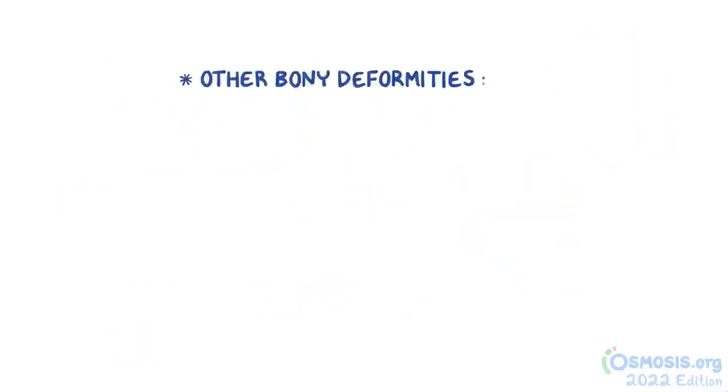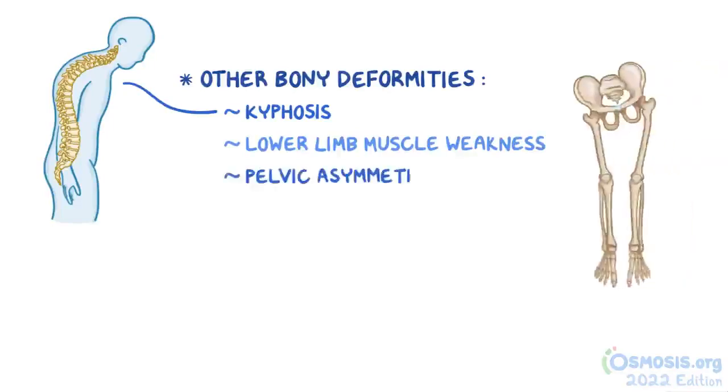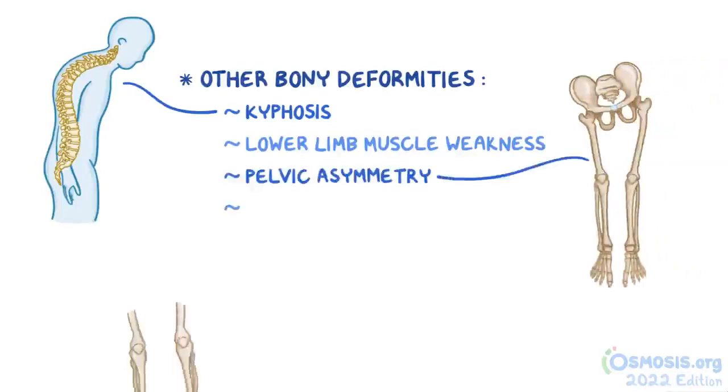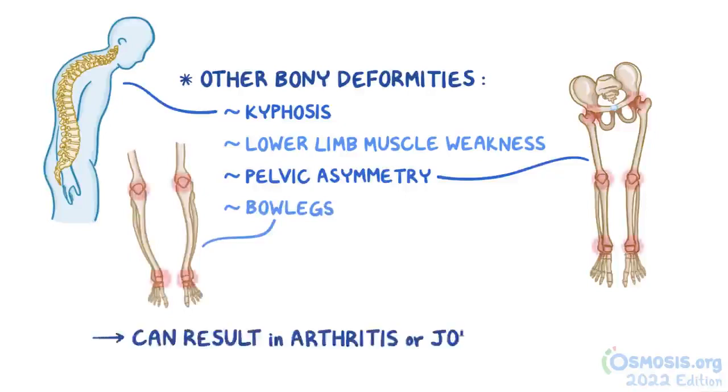Other bony deformities from Paget's disease of bone include kyphosis, which is an excessive curvature of the spine, making a person face down to the ground, lower limb muscle weakness from misshapen vertebrae compressing the spinal cord, and pelvic asymmetry. It can even lead to bow legs if the tibias and femurs get too weak to support a person's weight and begin to bend over time. If the parts of the bone that are involved in a joint become affected, it can result in arthritis or joint inflammation.